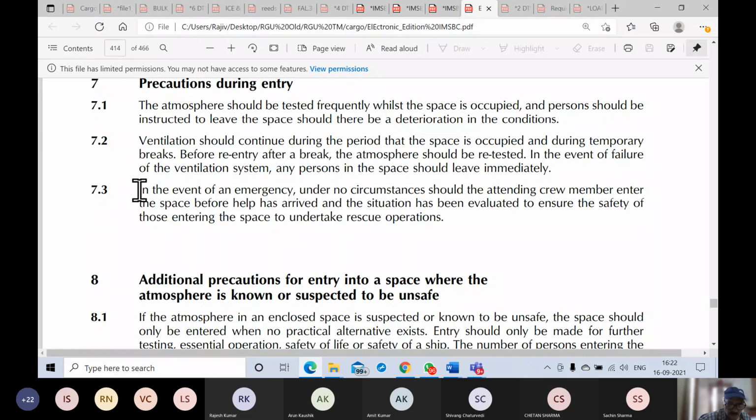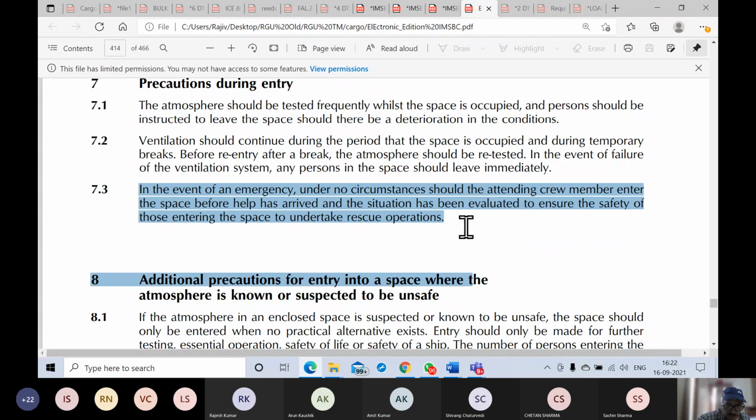Now this again, if you will read, we were talking about it also. In the event of an emergency, under no circumstances should the attending crew member enter the space before further help has arrived, and to ensure the safety of people who have entered to undertake rescue operation. Keep yourself safe before you actually start helping.